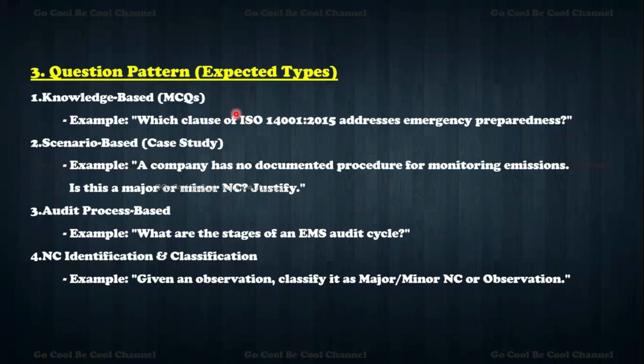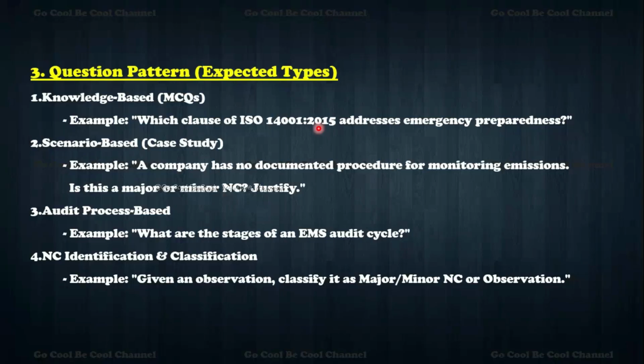First of all, MCQ, multiple choice questions. For example, which clause of ISO 14K addresses emergency preparedness? We have to identify it and mention it very clearly. Scenario based is a case study. As I said, we are given some 15 to 20 lines with objective evidence, and we have to pick the abnormalities, the observations, the objective evidence, and the ISO clauses you have already studied.